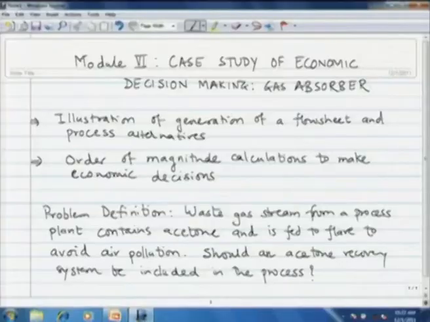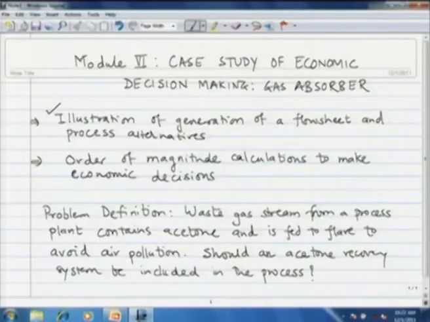In this module, we will try to apply these principles for design of a simple system, that is a gas absorber, and then we shall see how we can generate a flow sheet, illustration of generation of flow sheet, and how we can generate process alternatives for this particular system. Then we shall also see the order of magnitude calculations for making decisions for the flow sheet based on the economic evaluation of that decision.